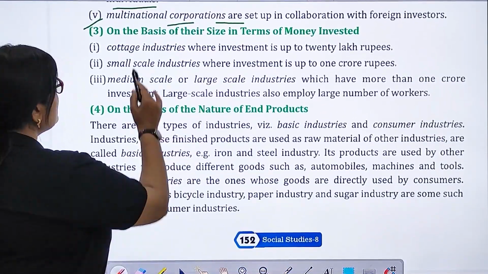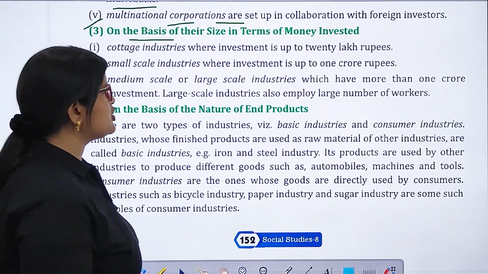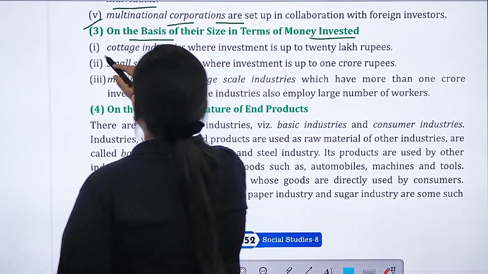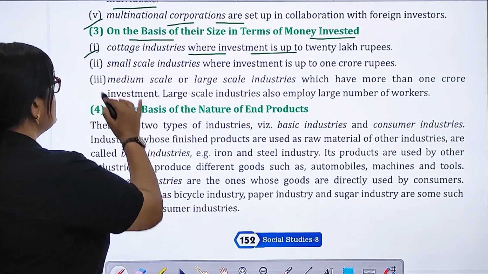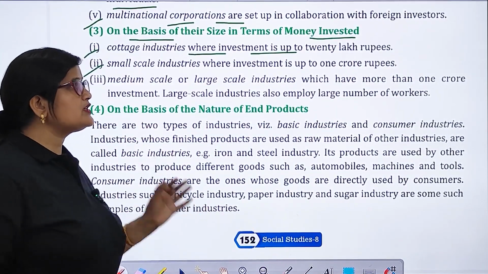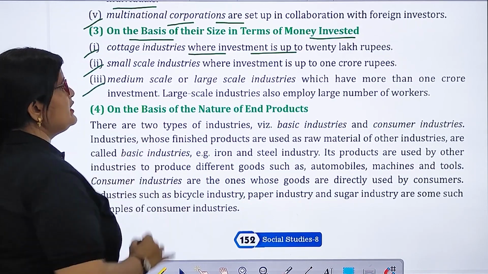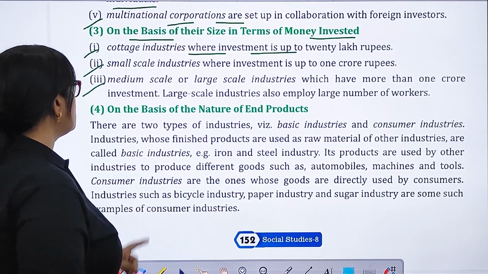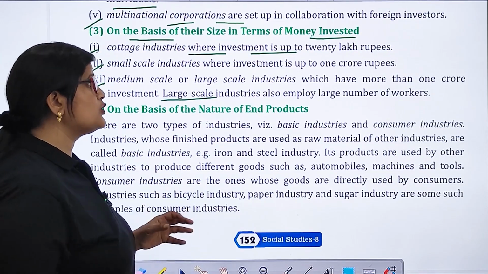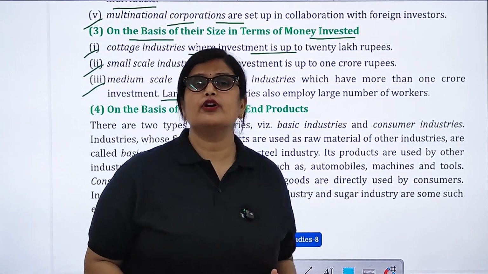Number 3, on the basis of their size in terms of money invested. Cottage industries where investment is up to 20 lakh rupees. Okay, small scale industries where investment is up to 1 crore rupees. Medium scale or large scale industries which have more than 1 crore investment. Large scale industries also employ a large number of workers.